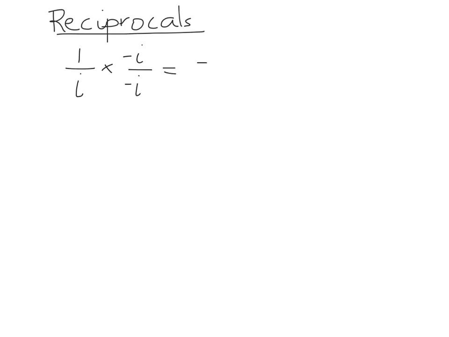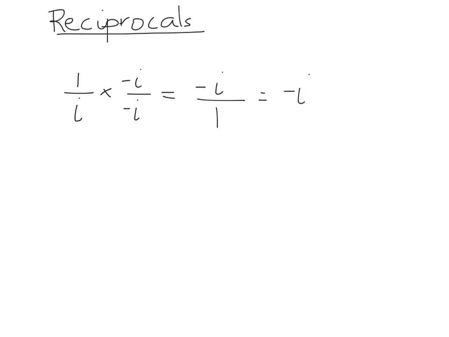So the top becomes minus i, and i times minus i is 1, so that becomes minus i. So i and minus i are reciprocals of one another.